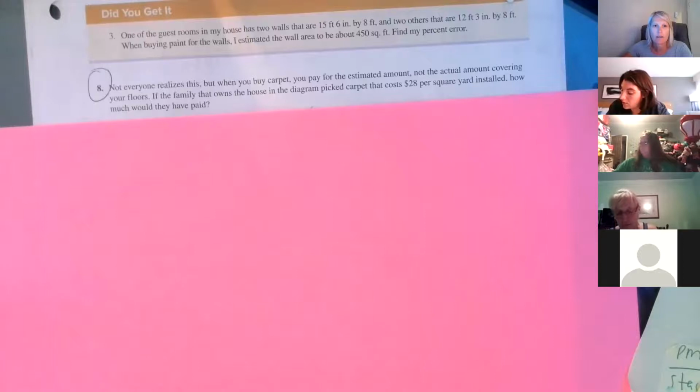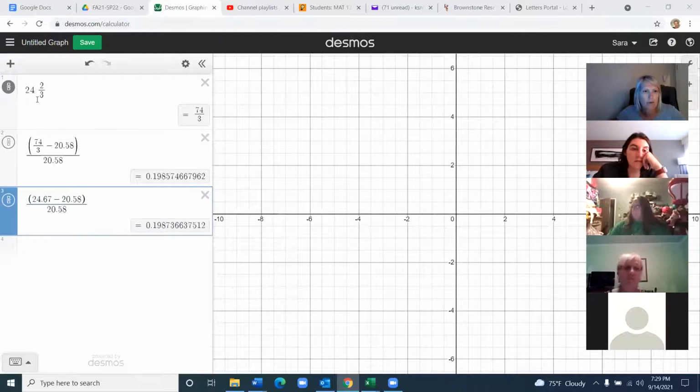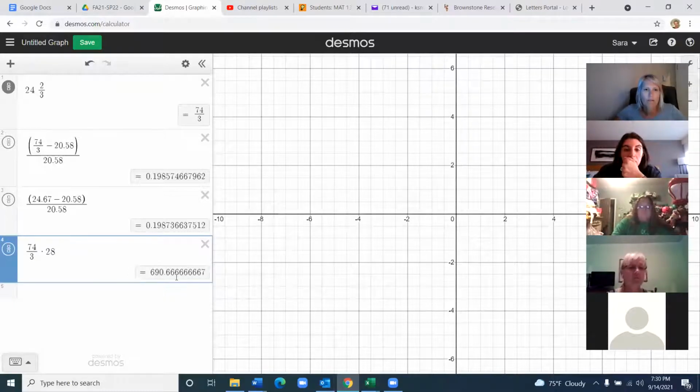You could also do it in Desmos with that fraction, and that will work out as well. Let's see here. That fraction 24 2/3 was 74 thirds. So we could say 74 thirds times 28. So yeah, 690.67 is also an answer. If you use 24.67, the appropriately rounded value, it comes out to be 690.76. So either of those will be okay, and I made either of those okay in JetNet.